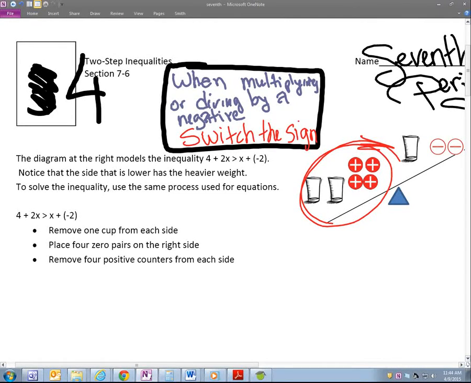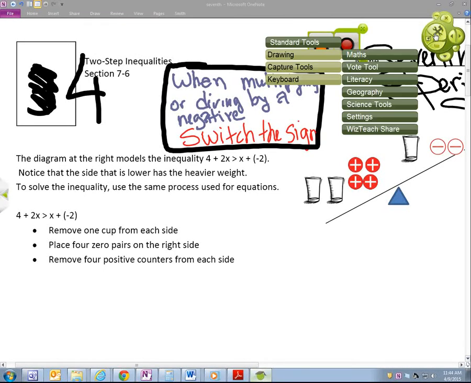Then we have solve the inequality, the same process used for equations. Okay? Solve the inequality used for equations. We're going to do that next. But first, you're going to take 5 minutes. Actually, I'll do a timer on the screen so 7th period can see exactly when that is.